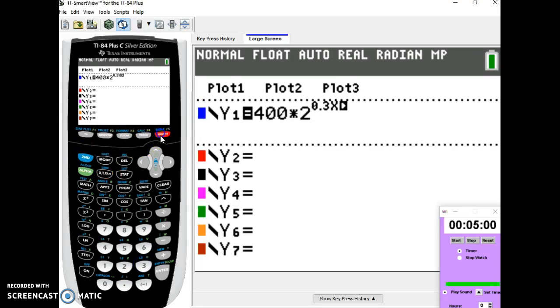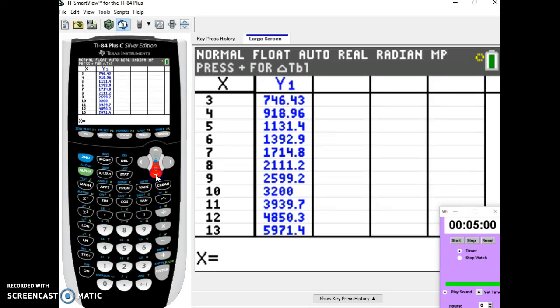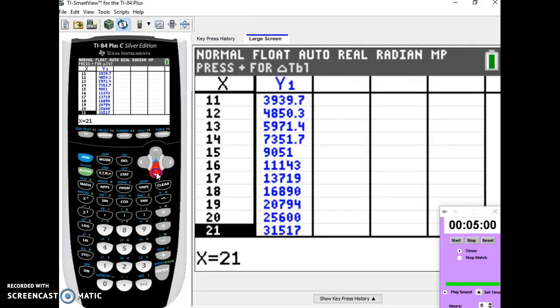So I come here, y equals, clearing it out, typing in 400 times 2 raised to the 0.3x. Second table. Ooh, starting at 0. At 10, I get 3,200. So I know it's not our 7 value. So then I keep going. My next value is at 16. So at 16, I have 11,000. That's not 60,000. So our next one I want to check is around 21 to 22. At 21, I'm at 30,000 in that range. So it's not that one.